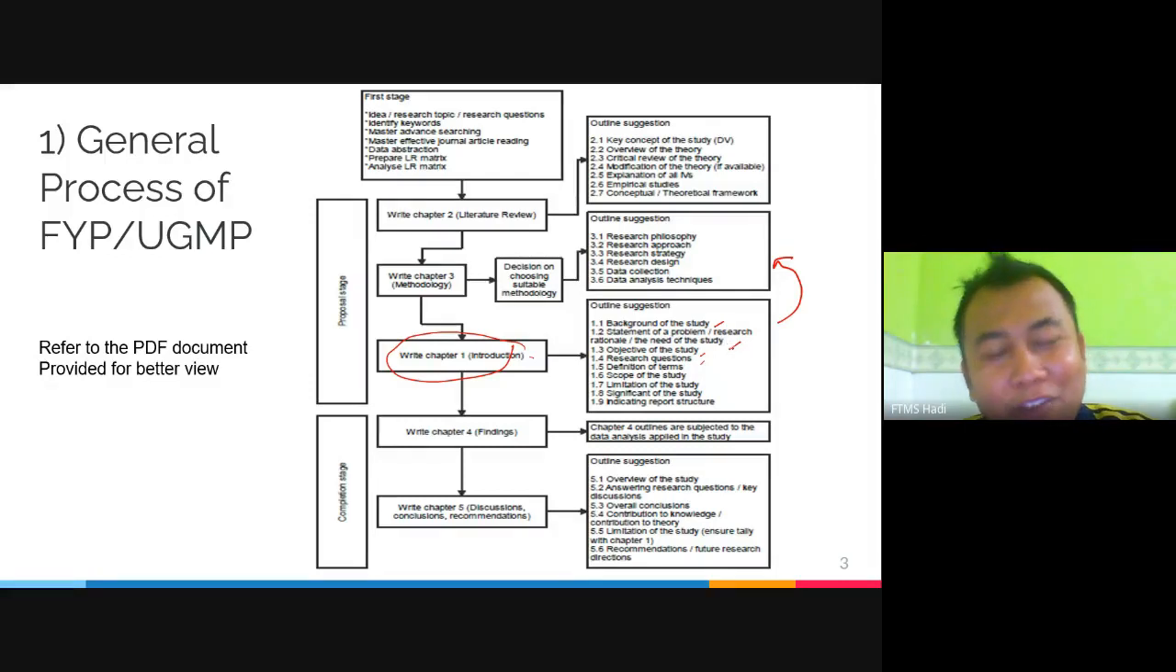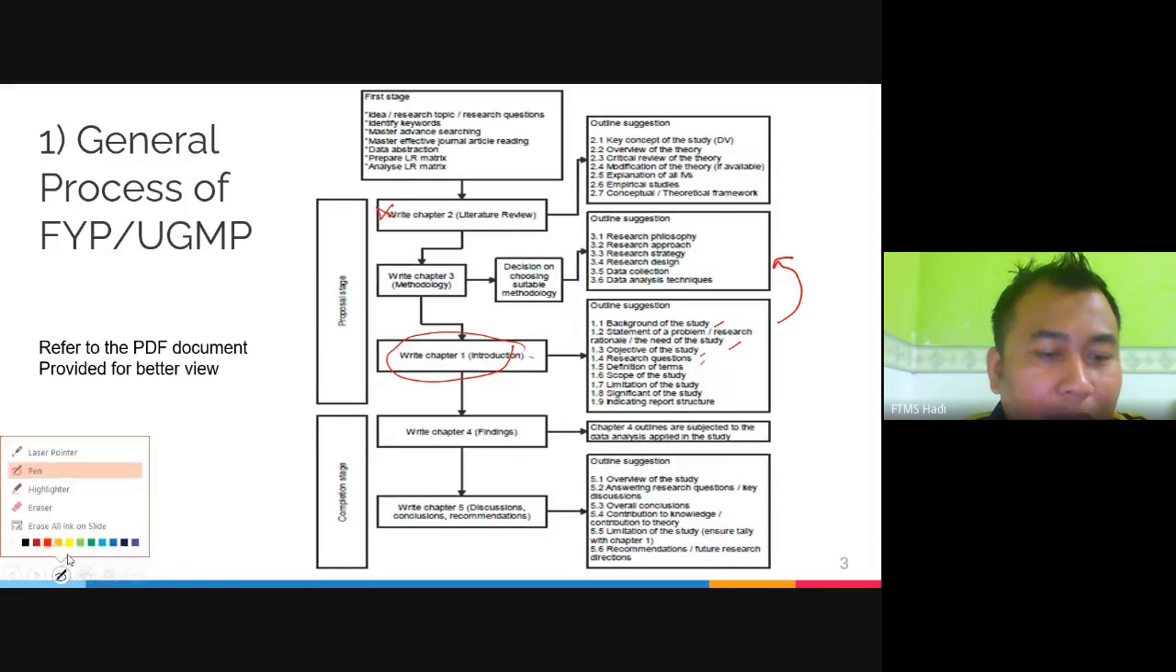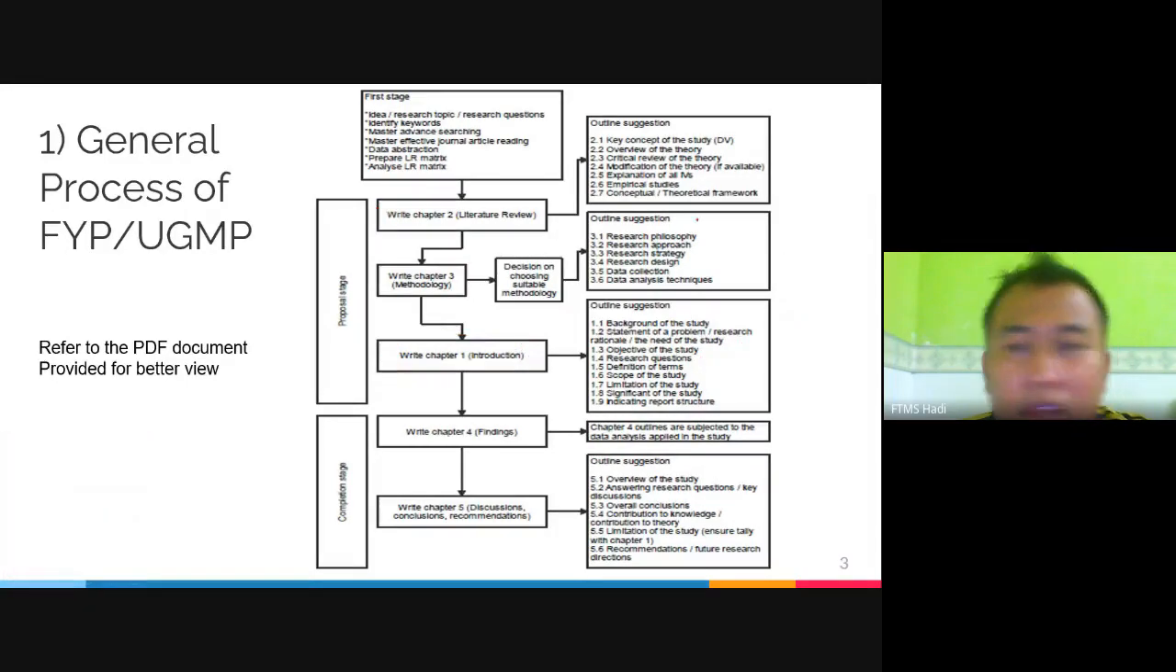So one of the common issues is that the topic is there, the idea is there, but somehow you are not able to find the literature review, the related journals that you want. That is a problem. But if you follow this method of doing chapter 2 first, what will happen is you get the journals that you want, and you get the framework.